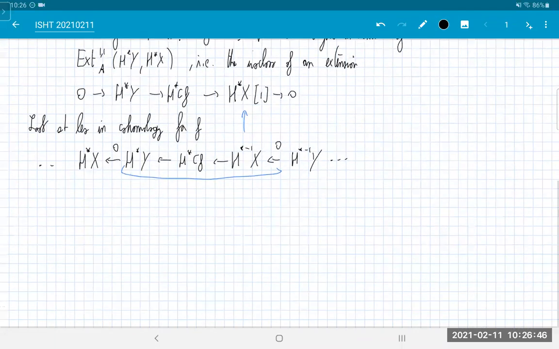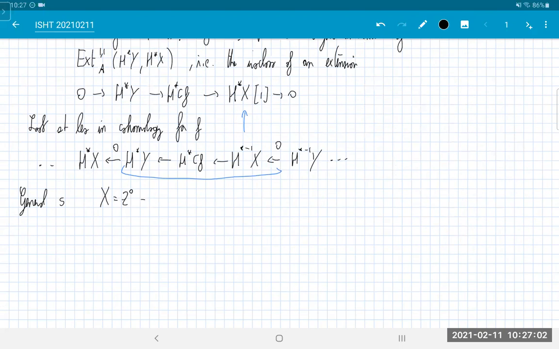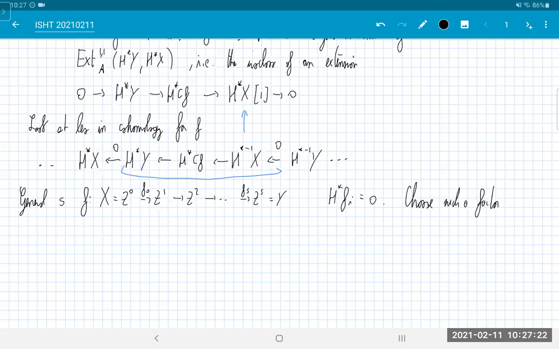So let's look now at a general s. Now, we don't expect to find a canonical choice of representative. But remember, we can choose a factorization of f into maps f_i with H upper star of f_i zero. We can choose such a factorization, and this is in fact the choice we're going to make. Different factorizations will give us different classes that differ by a boundary.